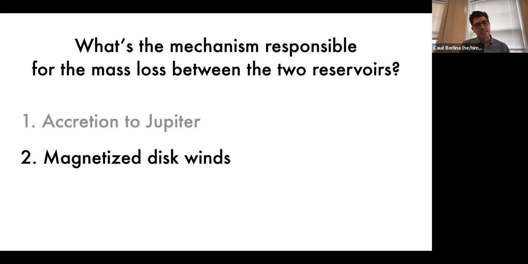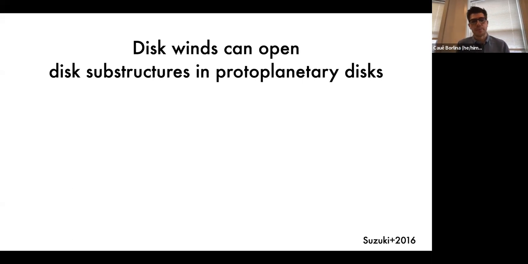Another way to explain this is by invoking magnetized disk winds. If you remember what I presented in the beginning of the talk, magnetized disk winds, or a buildup of pressure associated with magnetic fields in protoplanetary disks, can be an effective way to remove mass from protoplanetary disks. Let me elaborate a little bit more on that. Disk wind models have actually shown that this buildup of pressure and removal of mass from protoplanetary disks can be so massive that you can even open disk substructures.